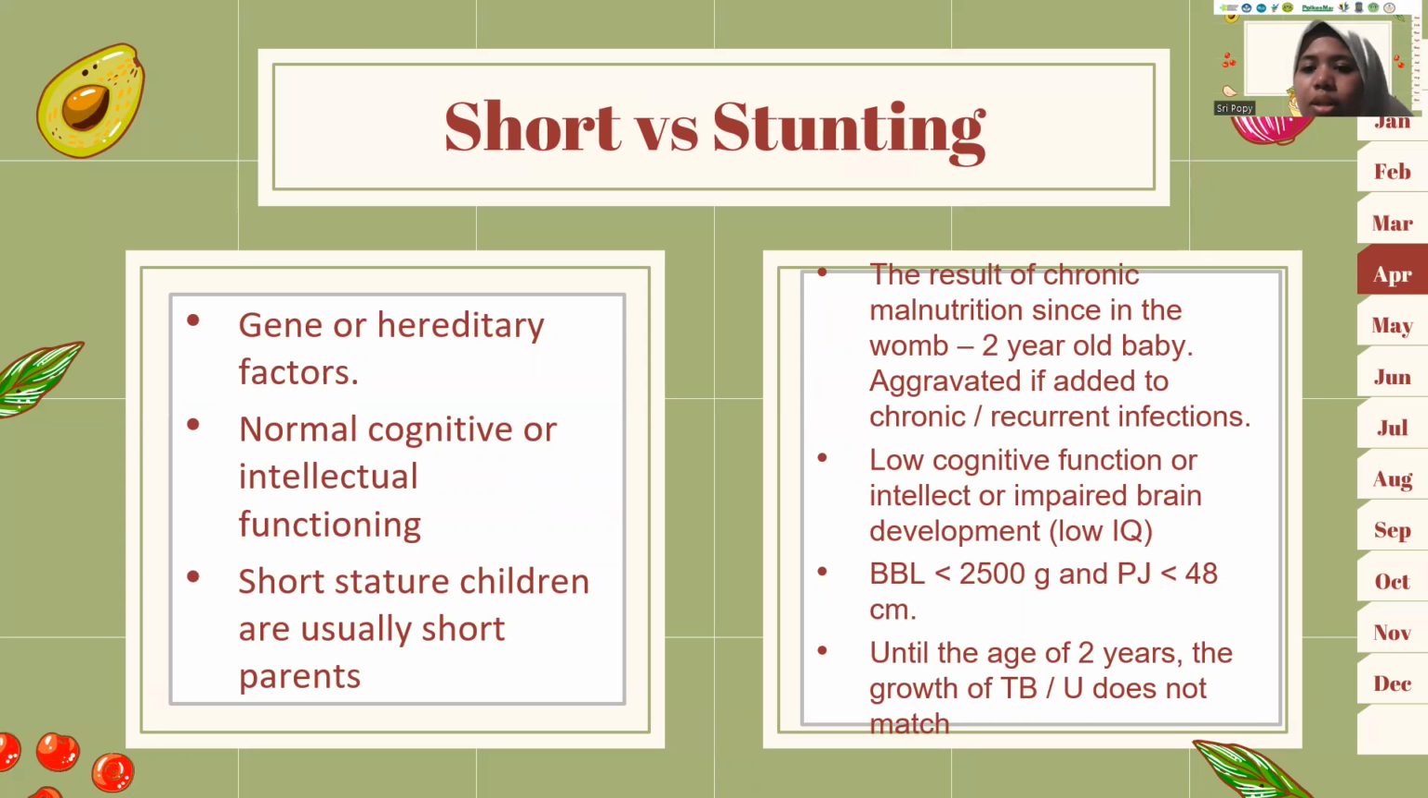Stunting is the result of chronic malnutrition since in the womb until 2 years old, aggravated if attached to chronic or recurrent infection, low cognitive function or intellect or impaired brain development, low IQ, birth weight under 2,500 gram, and birth length under 48 cm. Until the age of 2 years, the growth in height does not match.